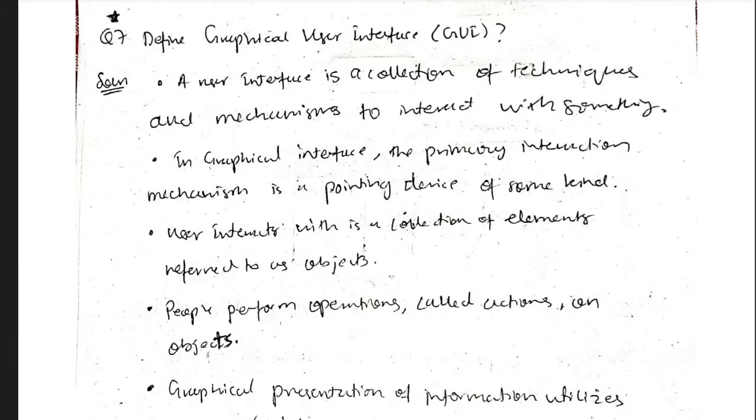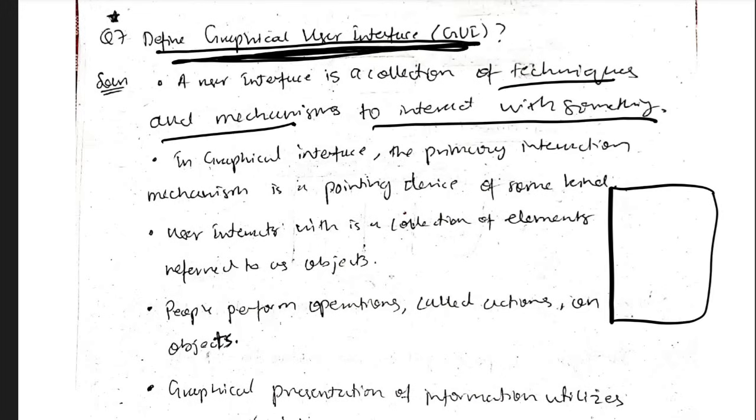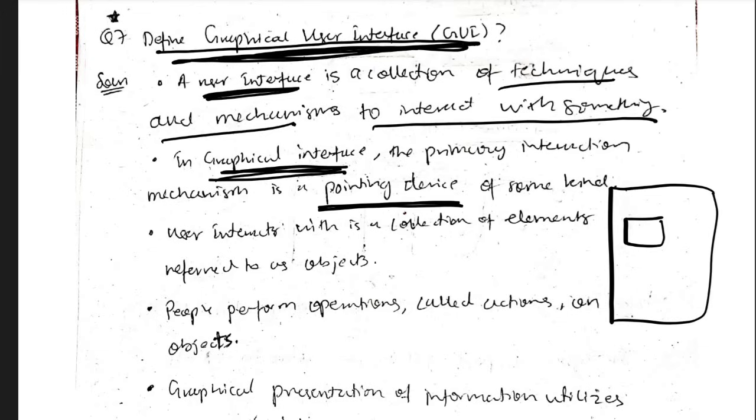Moving on to the next super important question: define graphical user interface. A user interface is a collection of techniques and mechanisms to interact with something. If there is graphics involved in it, if there are buttons and icons, that is called a graphical user interface. In a graphical user interface, the primary interaction mechanism is a pointing device, for example a mouse or keyboard, by which you will interact.